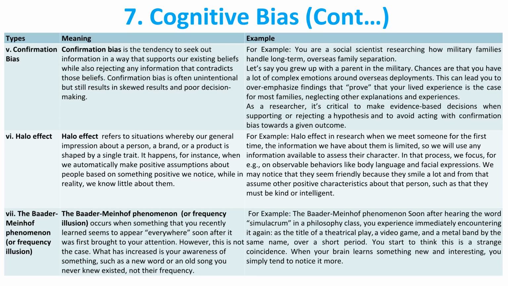For example, halo effect in research. When we meet someone for the first time, the information we have about them is limited, so we will use any information available to assess their character. In that process, we focus, for example, on observable behaviors like body language and facial expressions. We may notice that they seem friendly because they smile a lot and from that assume other positive characteristics about that person, such as that they must be kind or intelligent.